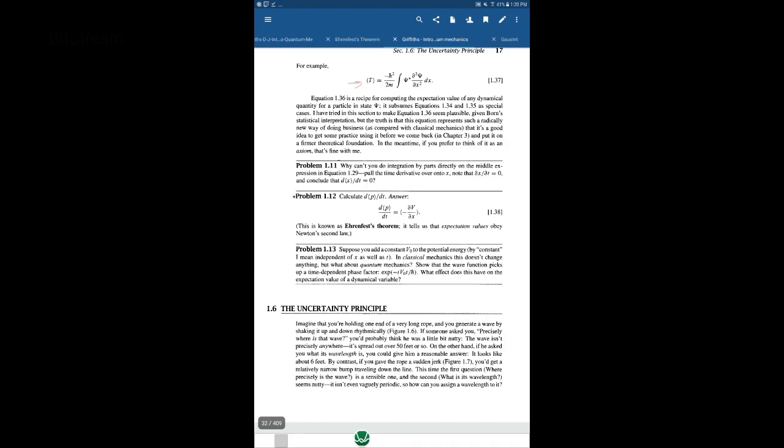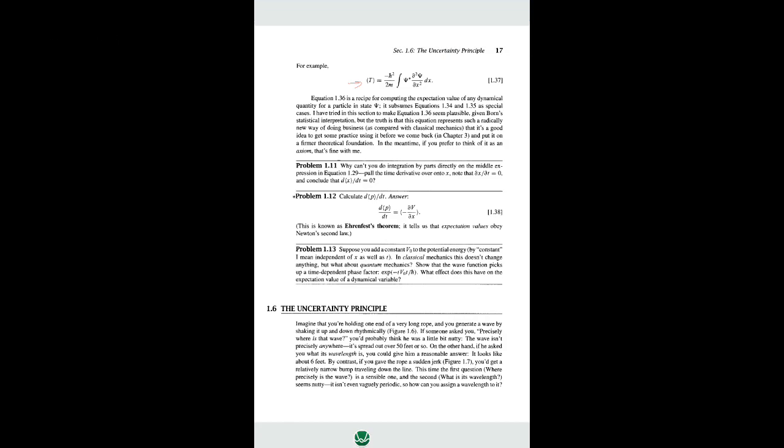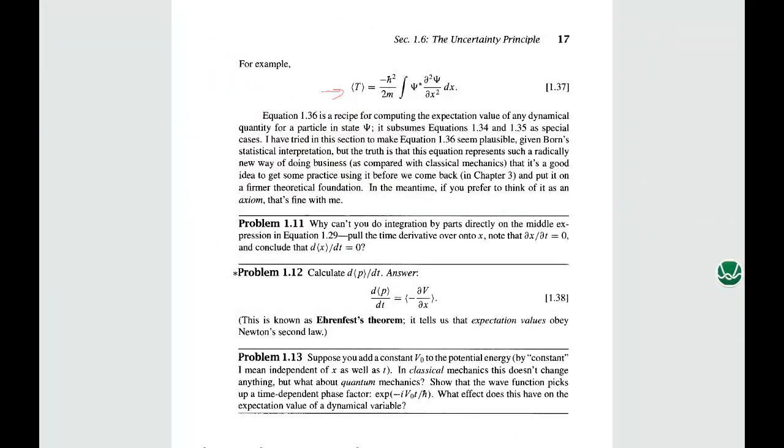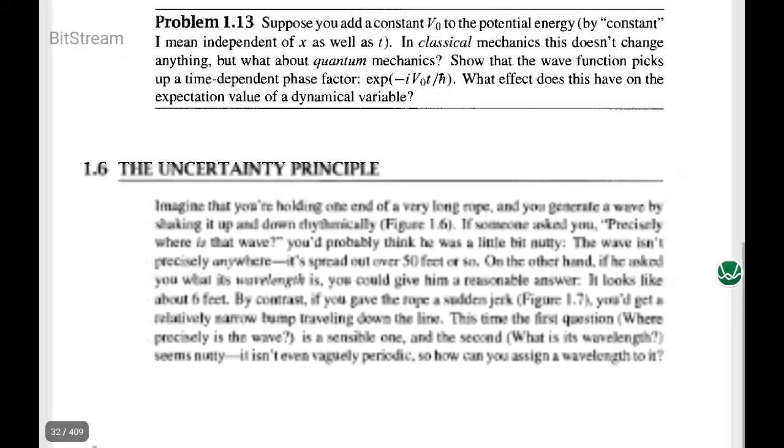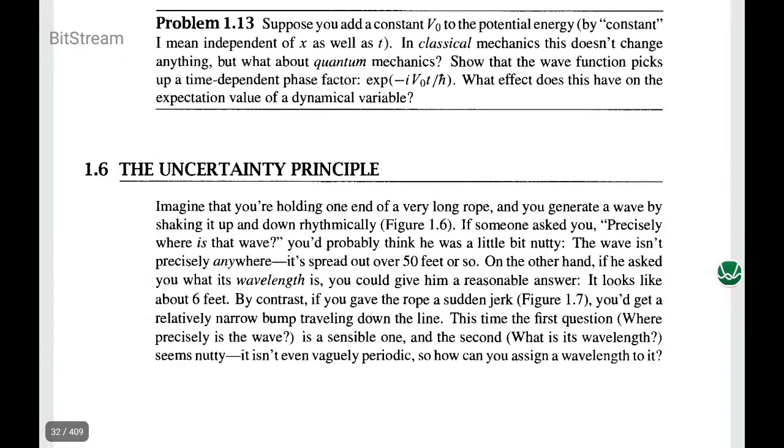Okay, we are into our very last section of chapter 1 of Griffiths. There are still quite a few chapters to go, but this is going to do it for chapter 1. Our last section is the uncertainty principle. You've probably heard of this even if you've never done anything in quantum mechanics.